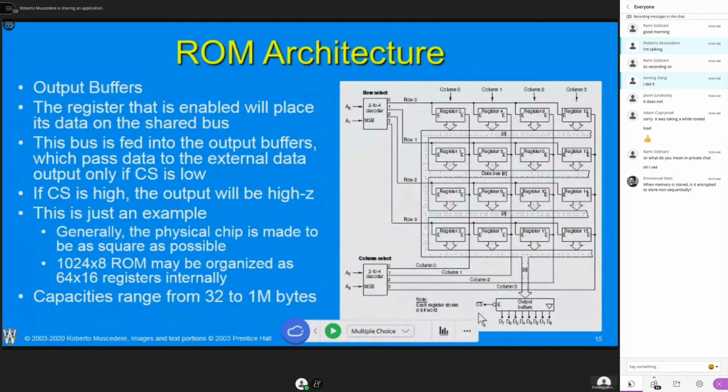I want to ask the question: when memory is stored, is it encrypted to store non-sequentially?